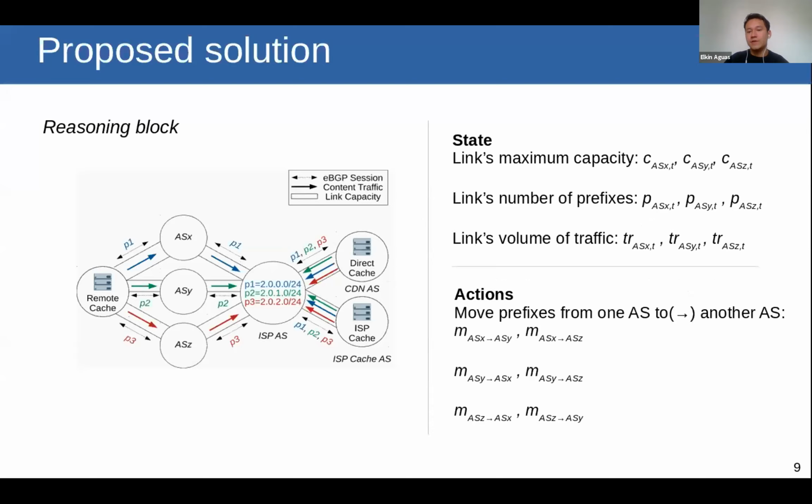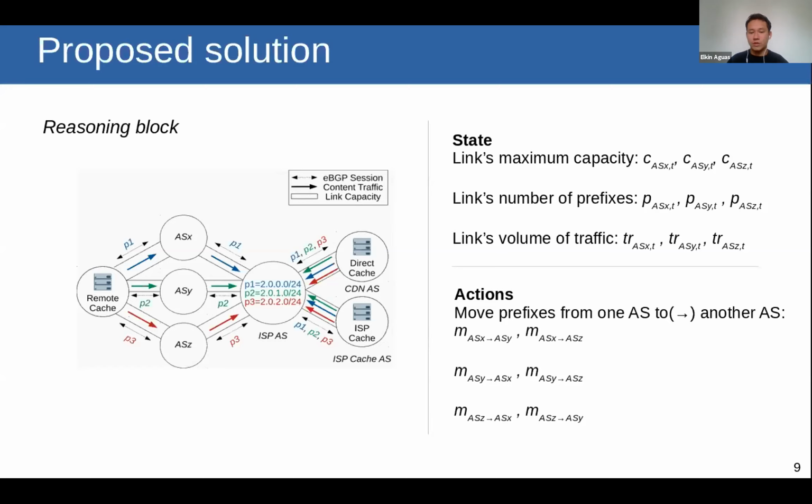Now, regarding the states and the actions, which are a fundamental part of the problem. For the states, we're going to continue working with the image that you see on the left. We have 3 links. So we're going to take the maximum capacity of each link at a specific time. We're also going to take the number of prefixes that are going to be announced at a specific time at that link or on the 3 links, and also the volume of traffic that is passing through that link at a certain time.